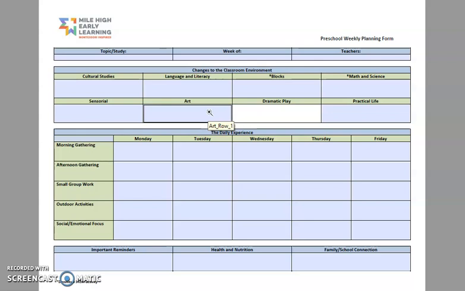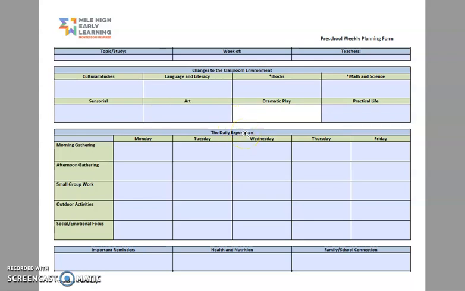And I also wouldn't necessarily say that you are changing every single area of your classroom every single week. But again, these are literal changes to the classroom environment. These are not small group and or large group activities that you are doing with the children. That actually comes on the next part of the form, which is related to the daily experience.